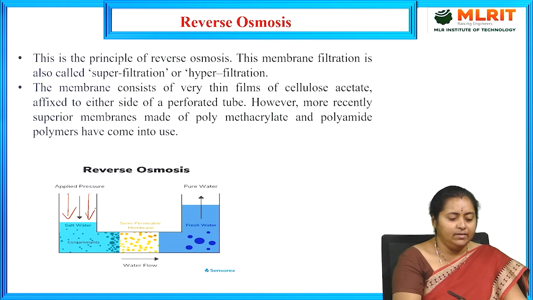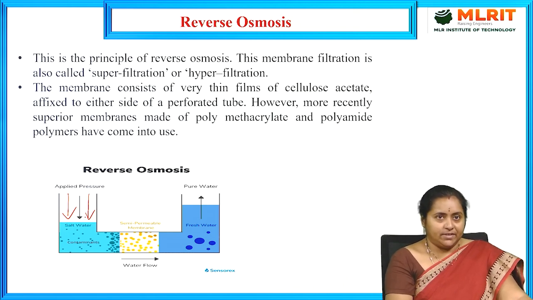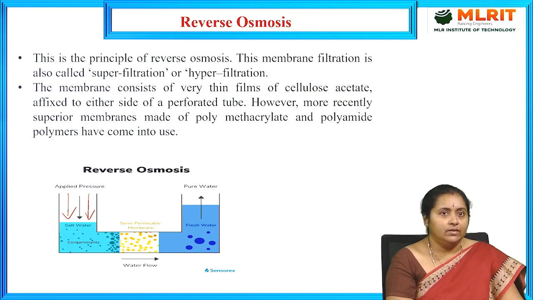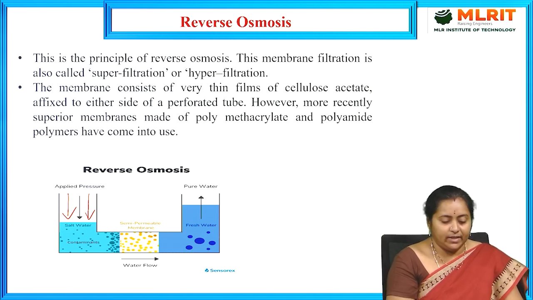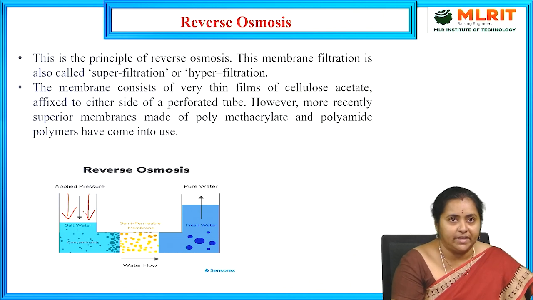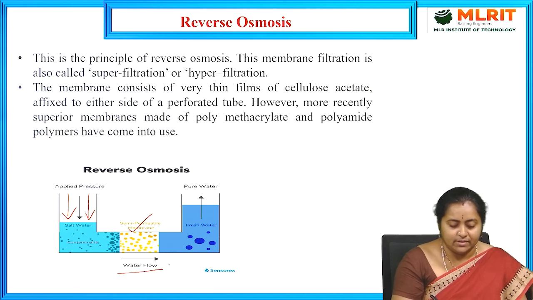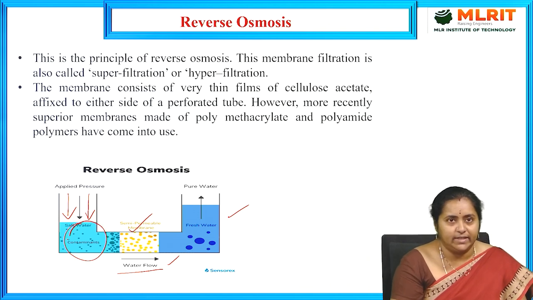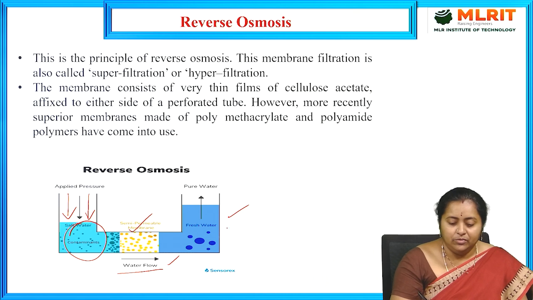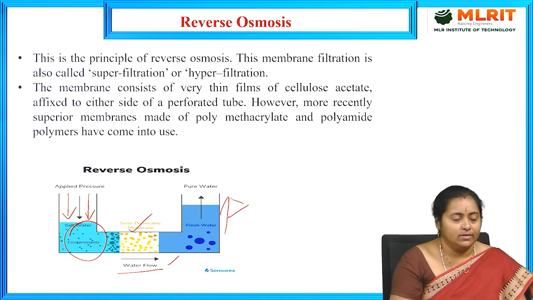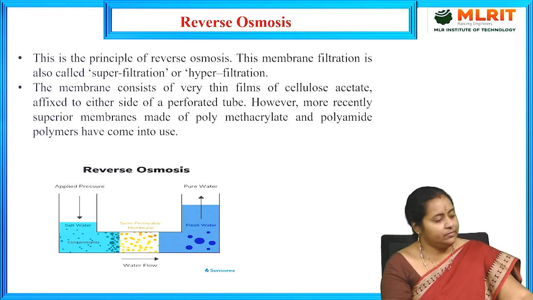I am explaining again. If pressure is applied on the concentrated side, that means salt water which has dissolved salts of calcium and magnesium, and we supply hydrostatic pressure in excess on this concentrated side, then this semi-permeable membrane allows the passage of solvent molecules, that is water molecules, to the dilute side. That means all the salts get arrested on the concentrated side, and water which is free from salts is allowed to flow into the dilute side. This is what we call the RO principle.